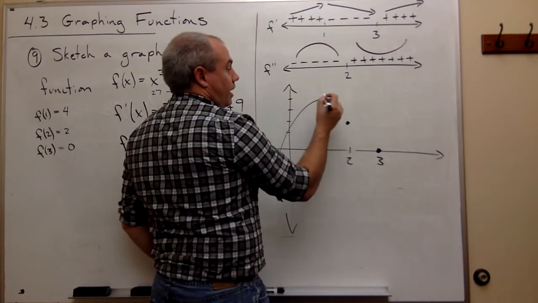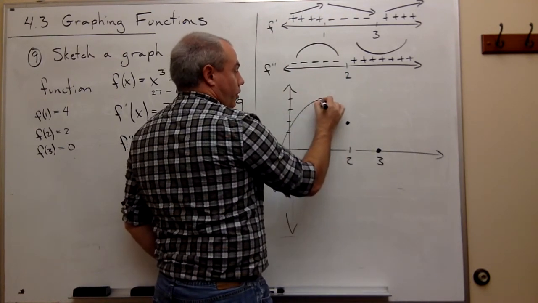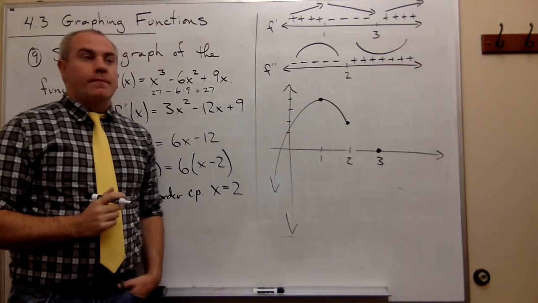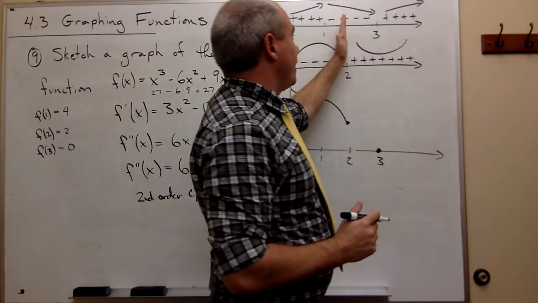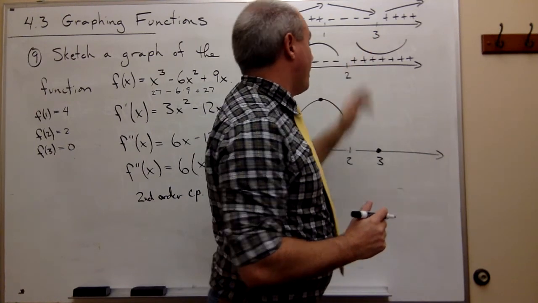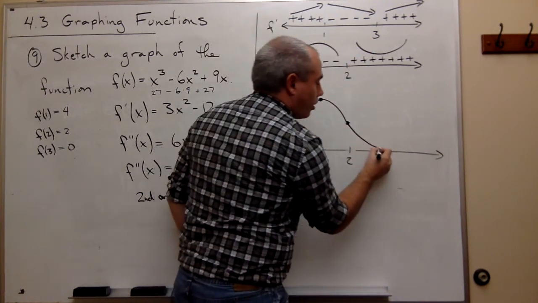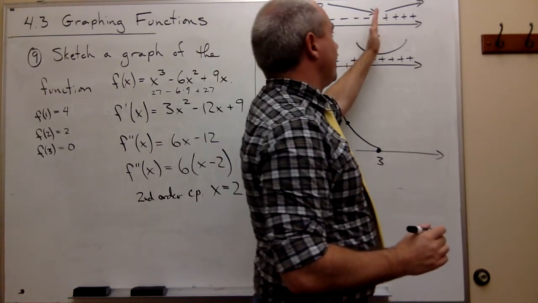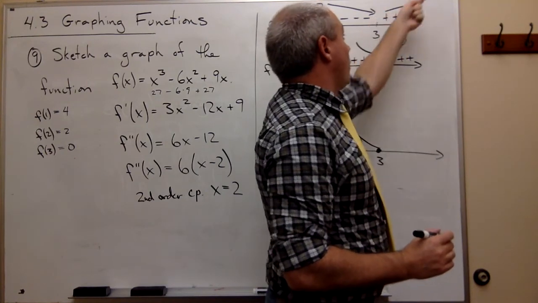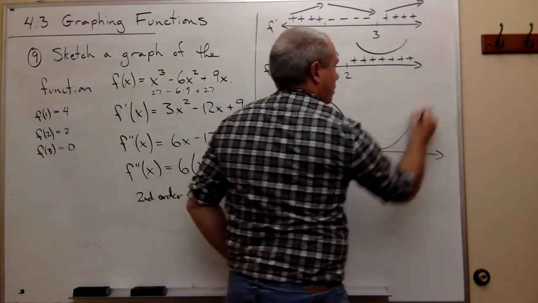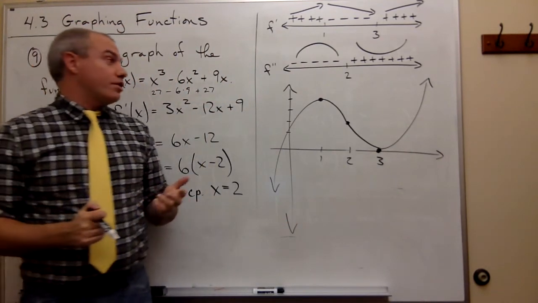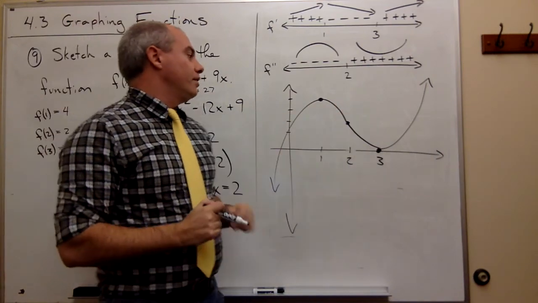So instead of going up, I'm going down, but I'm still concave down. At 2, things change again. I'm still going down, but now I'm concave up. So I'm going down and I'm concave up. And then finally, from 3 to infinity, I'm still concave up, and now I'm going up. So we were able to sketch a graph of this curve, and it would look something like this.